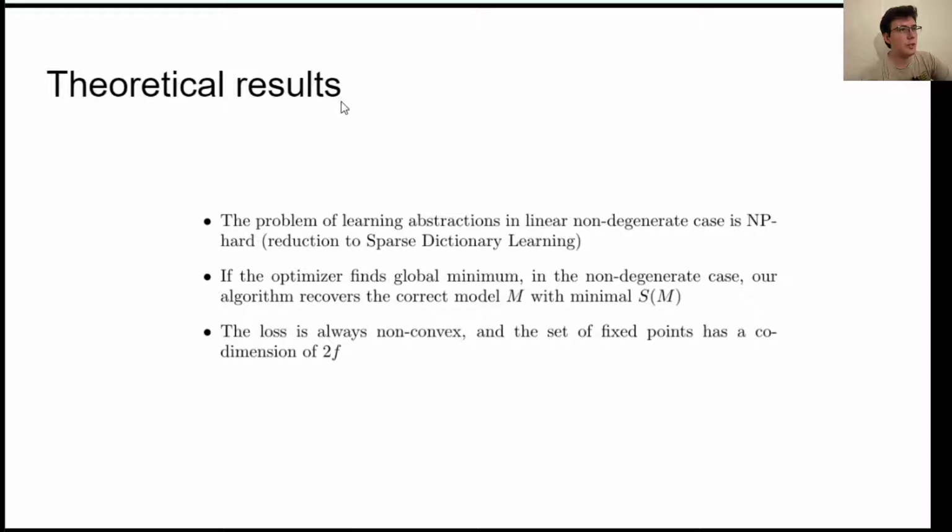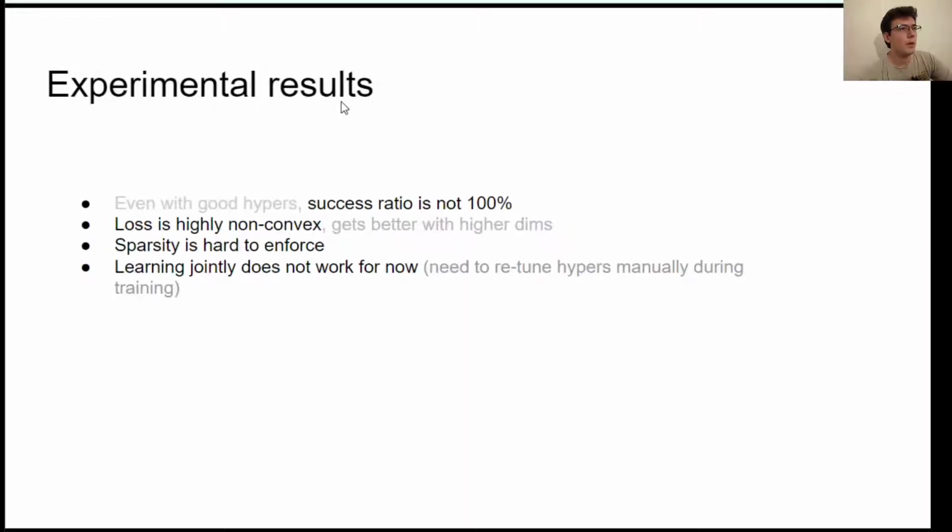We established that the problem of finding a most sparse environment model is NP-hard, even in our simple linear case. This is because we can reduce our problem to sparse dictionary learning, another NP-hard problem. The whole complexity of the problem lies in optimizing for the loss. Specifically, if we had a perfect optimizer that always returns a global minimum, the problem would be easily solvable. Our experiments agree with our theoretical results.